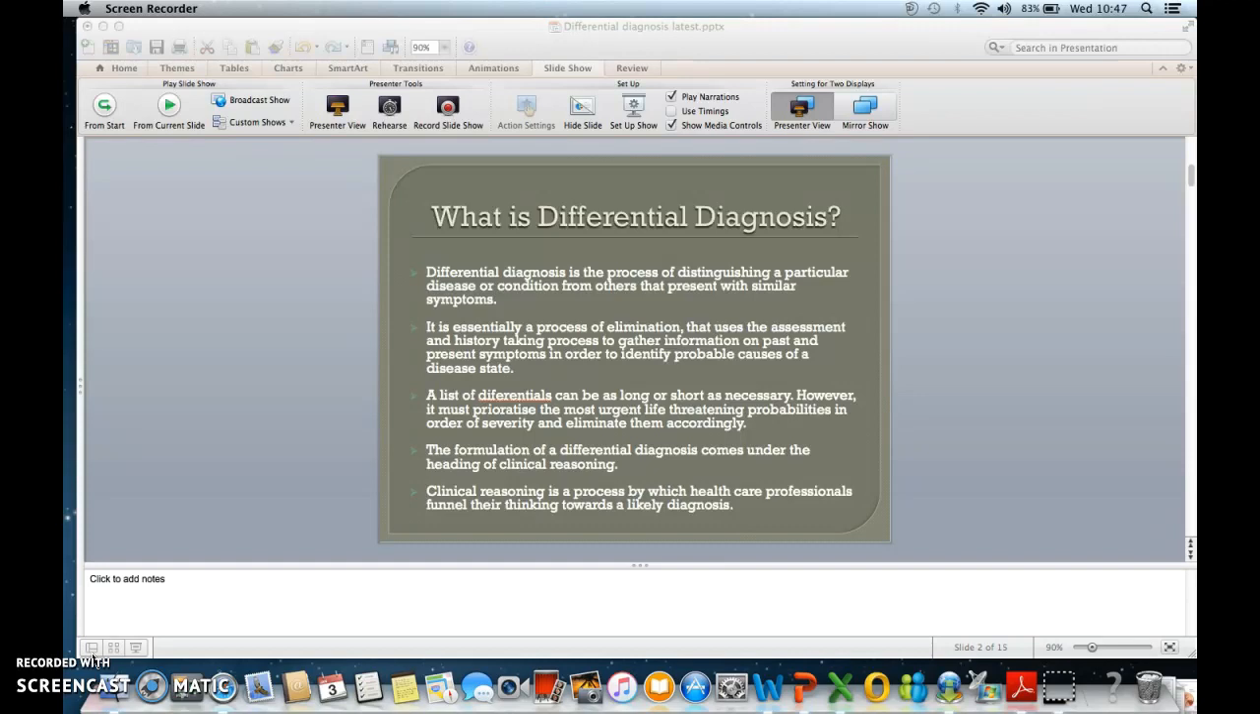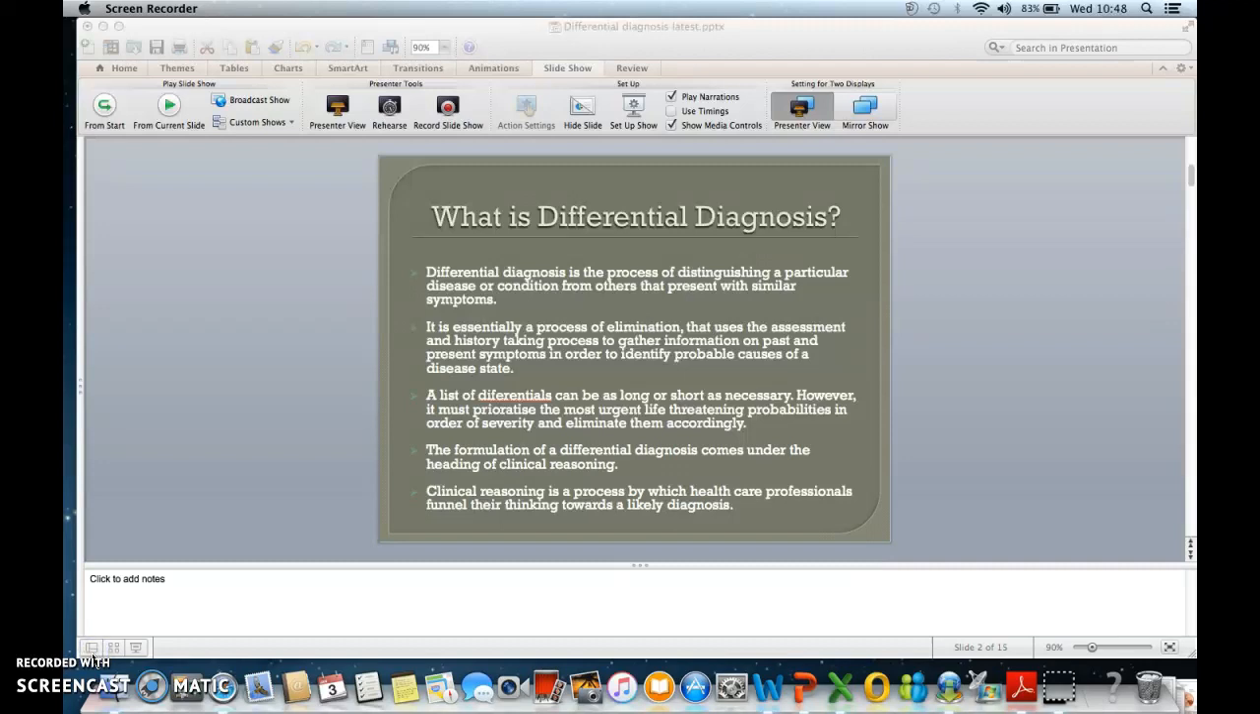Essentially, it is a process of elimination that uses the assessment and history-taking process to gather information on past and present symptoms in order to identify probable causes of a disease state. A list of differentials can be as long or short as necessary. However, it must prioritise the most urgent life-threatening probabilities in order of severity and eliminate them accordingly.